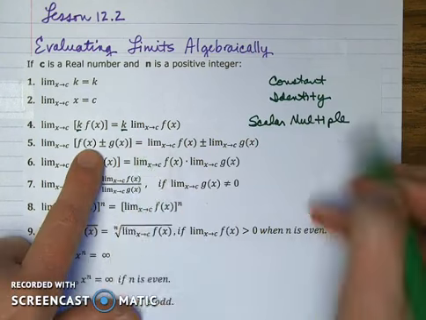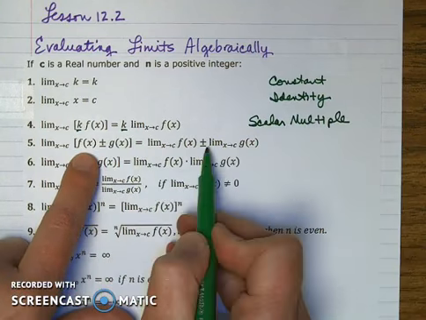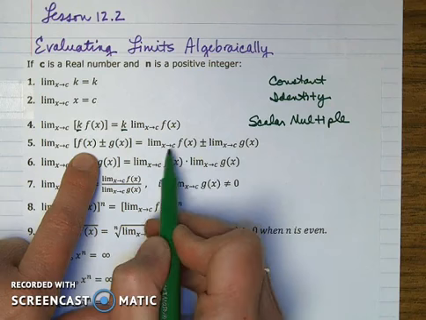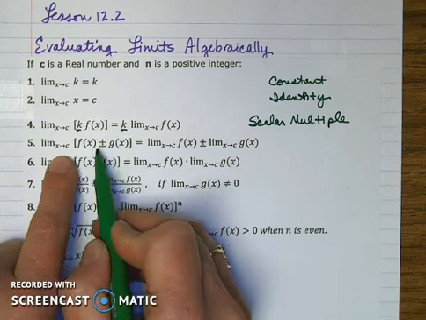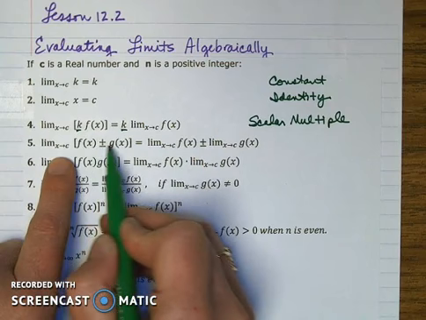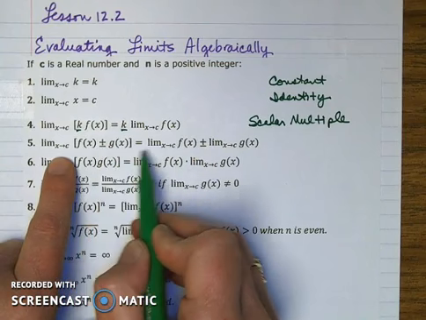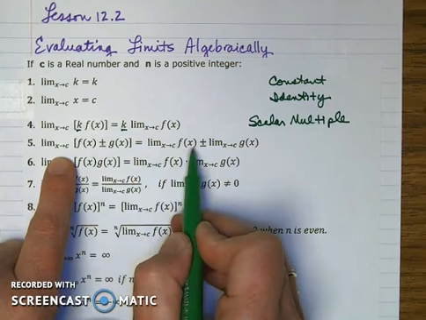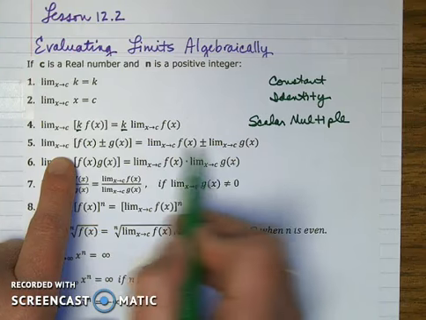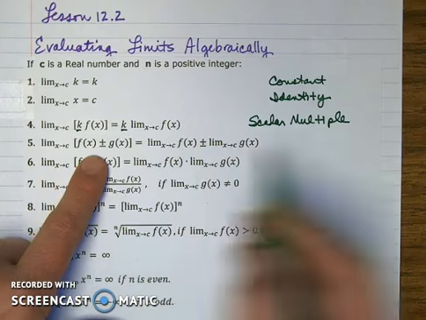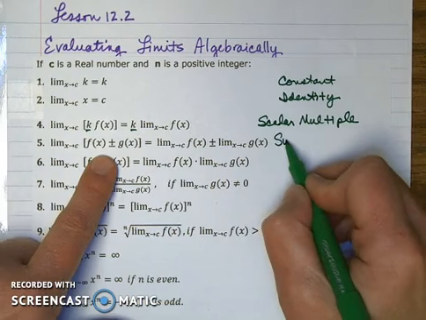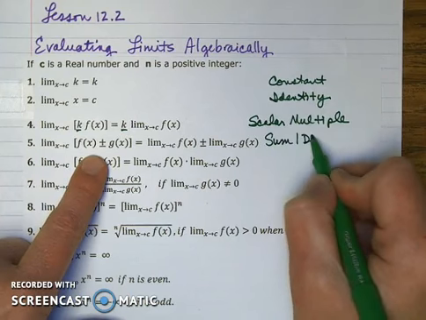You also can have a sum or a difference, and I kind of wimped out on this one and put them both in the same equation. If you're taking the limit of two functions that are added together, you can split that up and take the limit of the first one plus the limit of the second one, and the difference as well. We're going to call this just the sum and difference property.